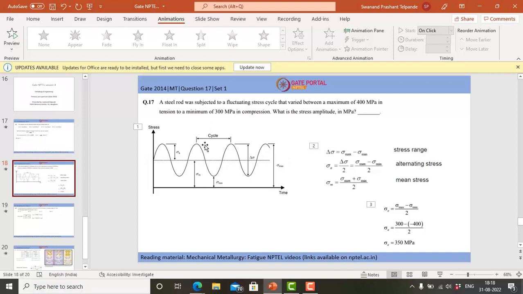Always remember, if it is tension fatigue, then your sigma max will be the stress which is higher and sigma min will be the tension stress which is lower. And in compression fatigue, sigma max will be the lower magnitude of negative stress and sigma min will be the higher magnitude of negative stress. I hope this is clear.